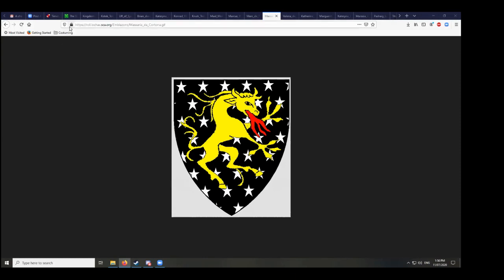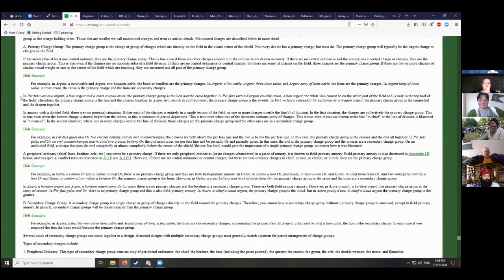Cool. Okay, getting back to it. We've covered semis of charges on the field. If there are two or more charges of similar visual weight or size in the center of the field which are touching, they are sustained and all part of the primary charge group. There are a couple of examples given. So we have argent, a bend sable. Argent, two bendlets sable. The bend or the bendlets are the primary charges.